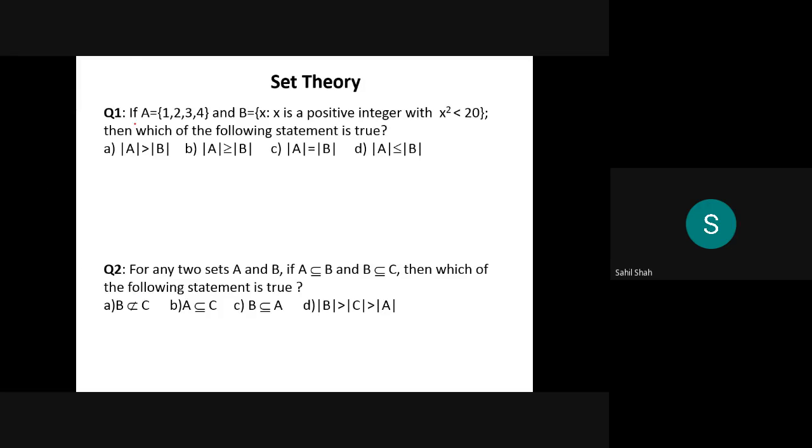If we have set A having 4 elements 1 comma 2 comma 3 comma 4, and B is a set defined using a predicate as the set of all x such that x is a positive integer with its square value less than 20, then which of the following statements is true? This question was asked in the university examination as well. Okay. So out of these, which one is true?